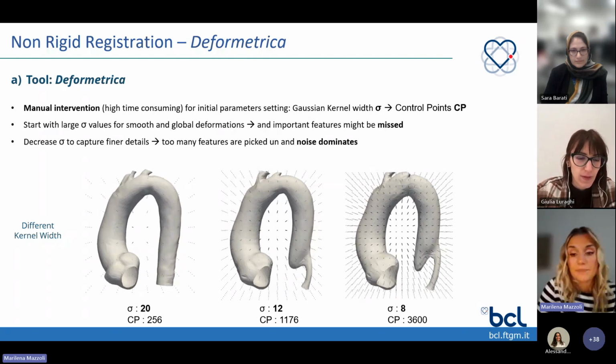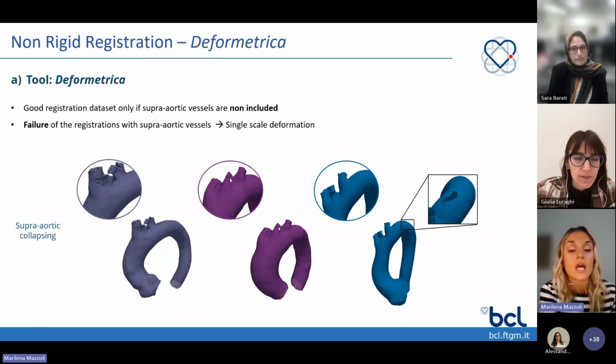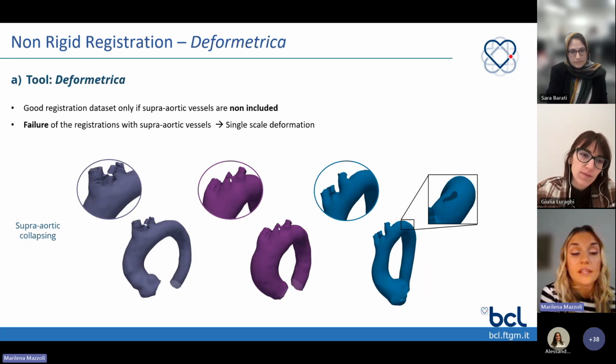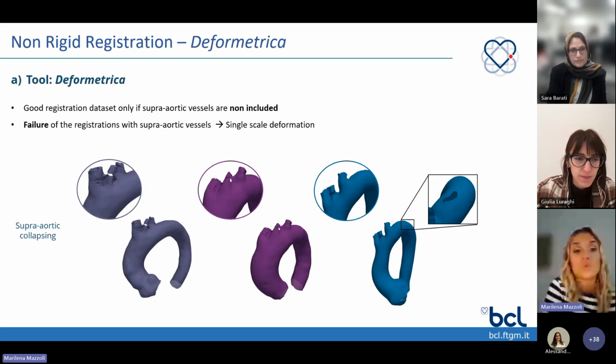So, here we can see how Deformetrica failed the registration when the supraortic vessels are included. We can see that the vessels are merged together and the holes did not correspond to their edges. And this is due to the fact that Deformetrica uses a single scale approach for the non-rigid registration.